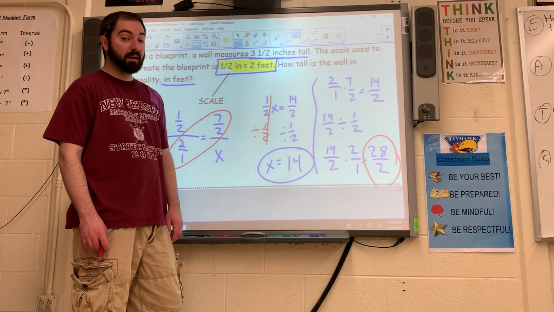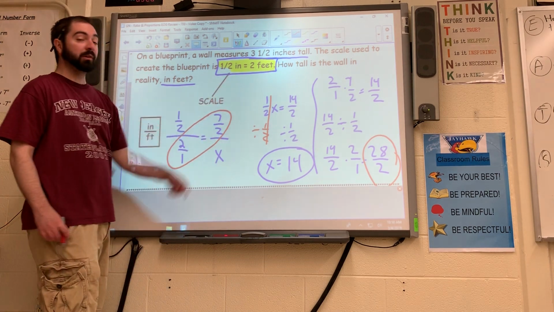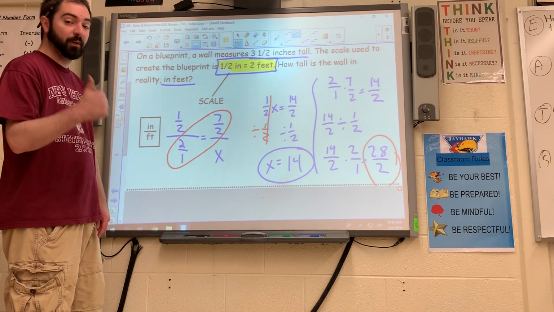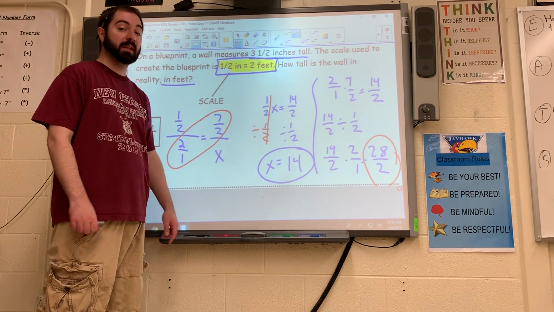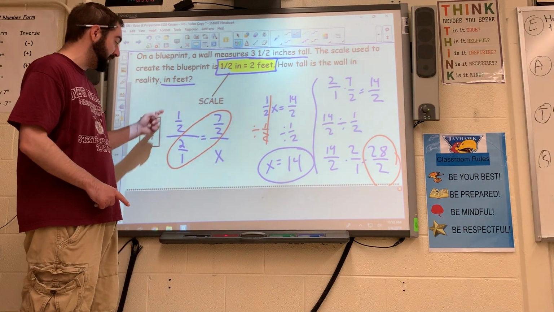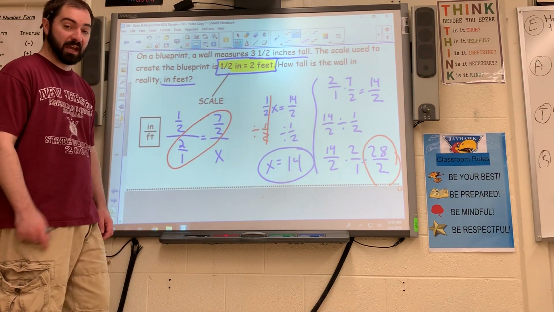Okay? So again, same as a ticket problem, you're just using the scale. Use the scale first. Always locate the two numbers that are in the same sentence together. It's your ticket, it's your ratio, it's more than half of the problem.